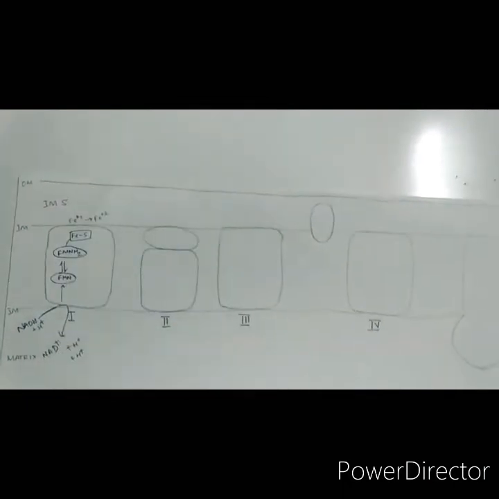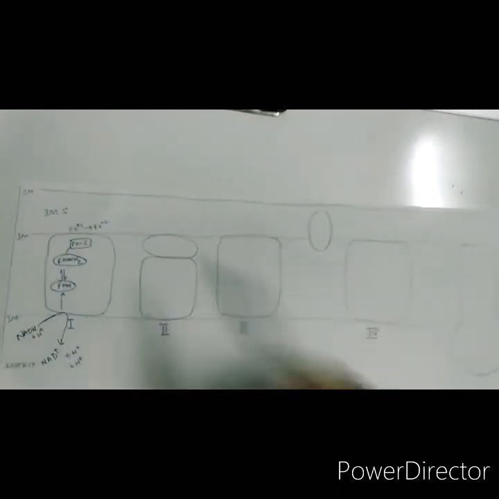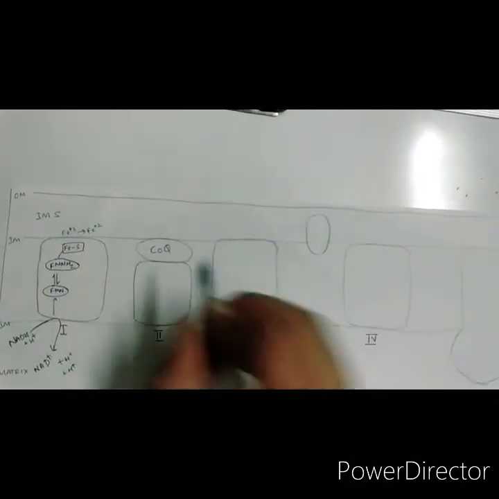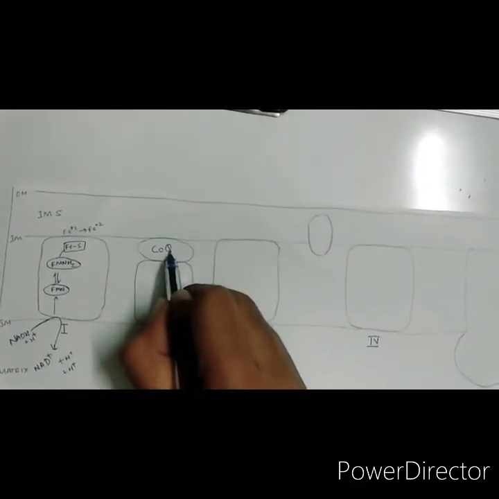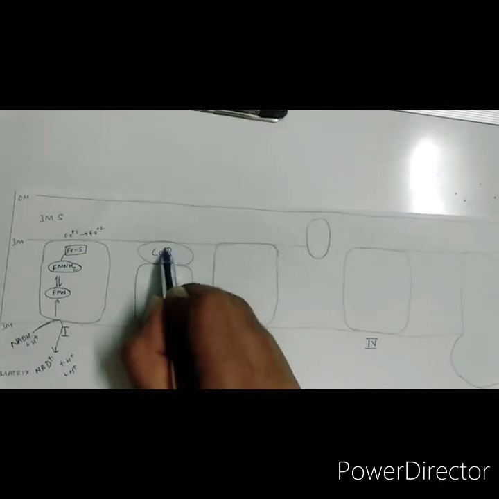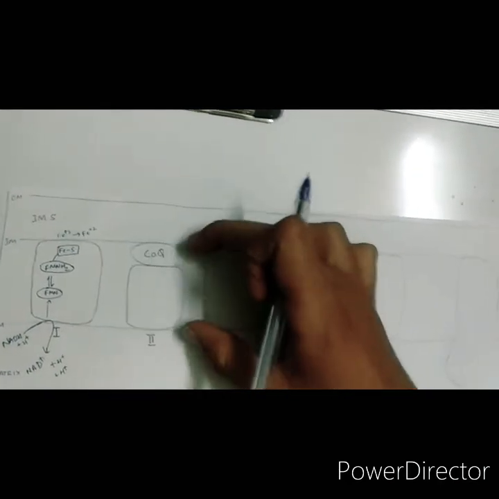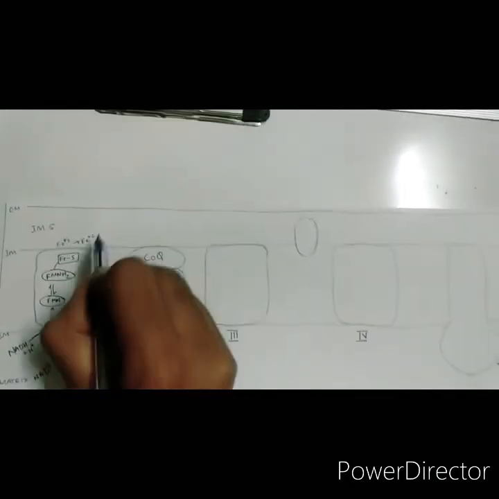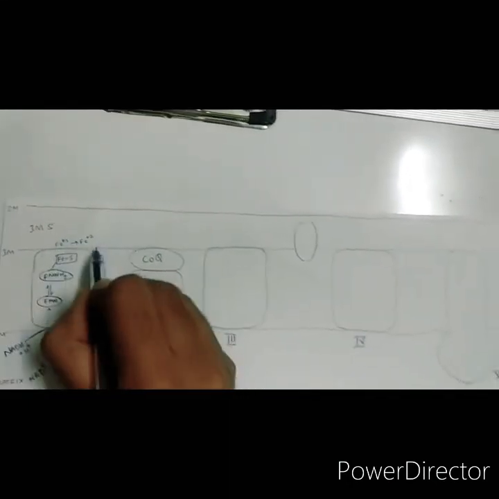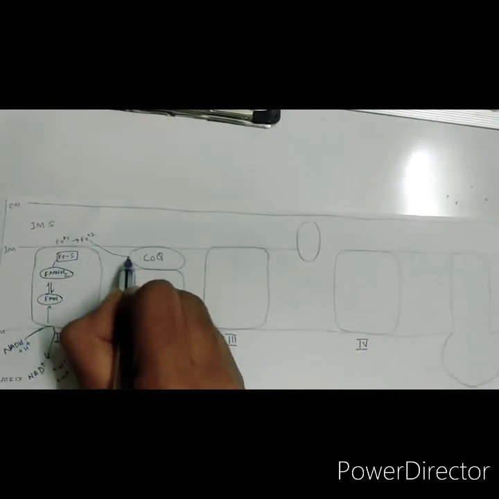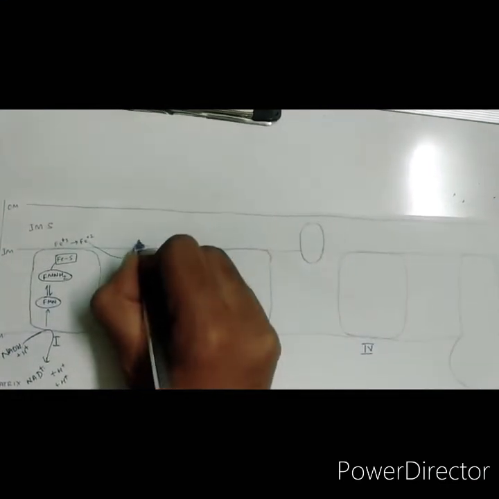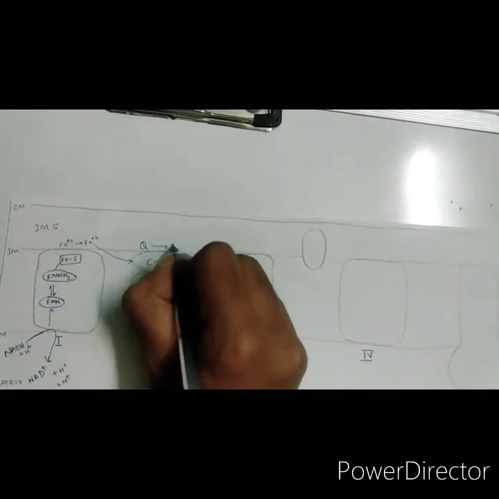Now this Fe+2 will donate the electrons to cytochrome Q. So this is coenzyme Q, not cytochrome Q, it is coenzyme Q. This coenzyme Q is a part of complex 2. Now these electrons from this iron sulfur protein are being transferred to coenzyme Q, which gets reduced to QH2.